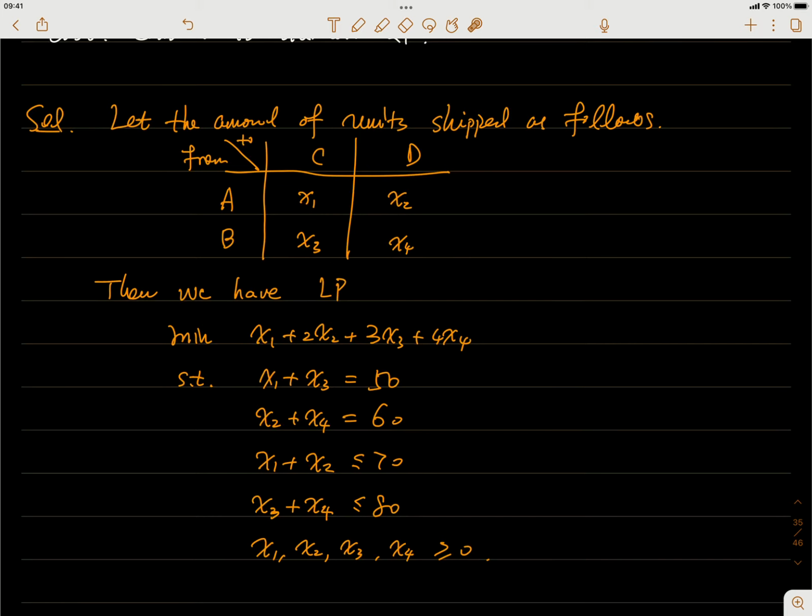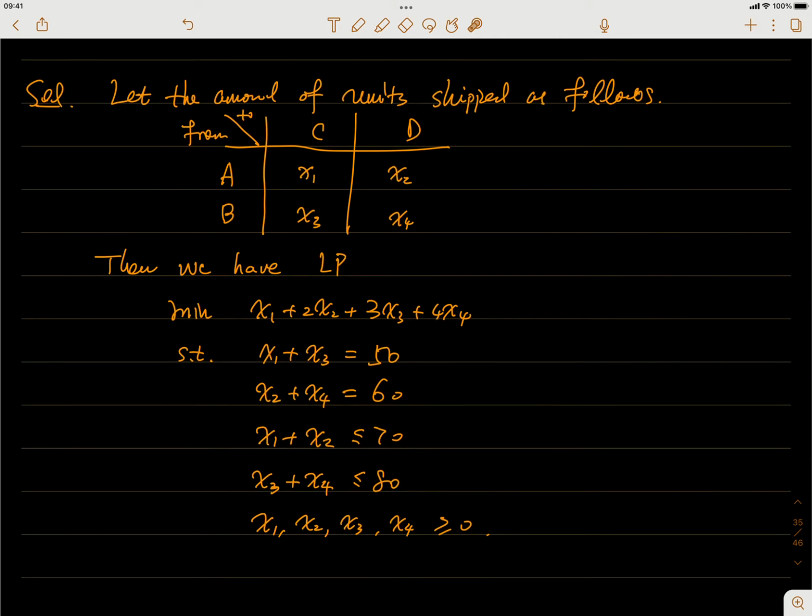The constraint is that the total number received by the customer C must be equal to 50. That means x1 plus x3 must be equal to 50, the number of units ordered by the customer in C. So that's why we have this first constraint. Similarly, the sum of these two must be equal to 60.